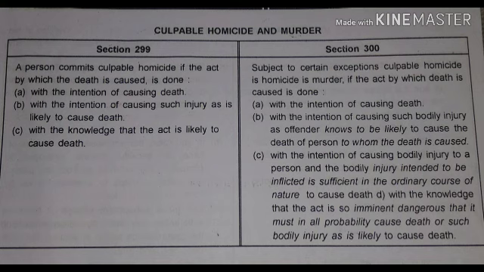So now we will discuss section 300, meaning murder. Subject to certain exceptions, culpable homicide is murder if the act by which the death is caused is done.